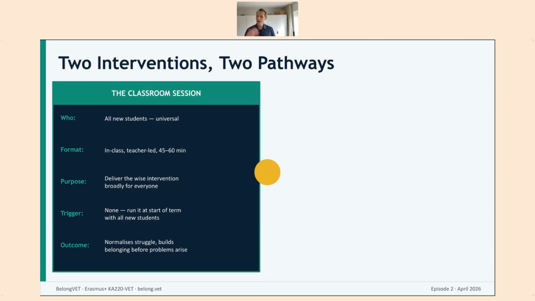So every time any human is entering a change, starting at a new institution or education, they will feel that, I'm not belonging. And so the outcome here is to normalize that and, based on Greg Walton's research, change that perception of students' belonging. So that's the classroom session. I'm going to go through that in more detail.